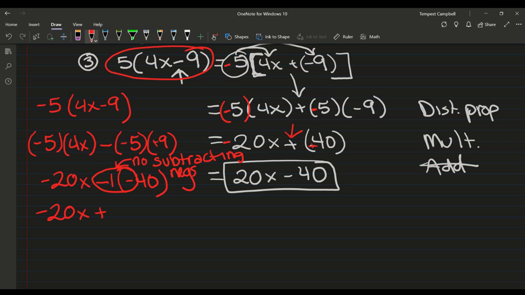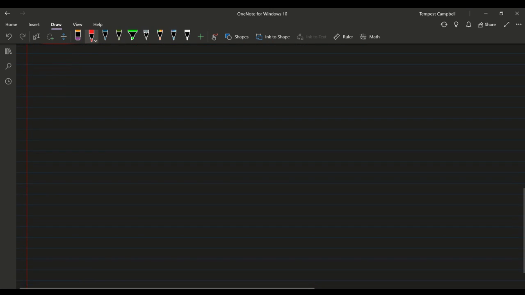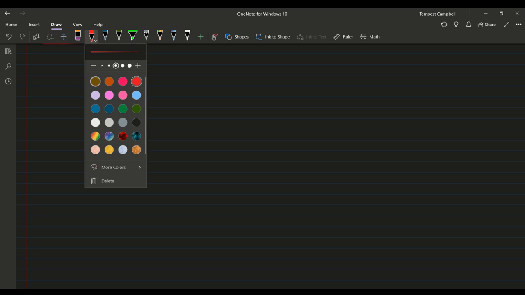So we could simplify. We know this is technically a negative 1 times a negative 40 to get a positive 40. So this would be your answer for this problem. So just be careful when you're working with that. That's my emphasis. Just be careful when you are working with that. All right, so let's do this next example.